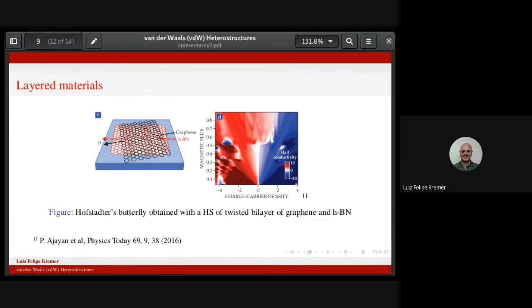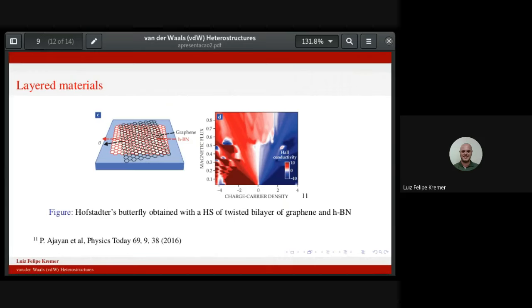Besides the applications in devices, we also have interesting phenomena. Like here on the left side of the figure, we have a layer of graphene rotated over a boron nitride layer. They form moire patterns. If you look on the internet, you have really beautiful images. And on the right part, we have a Hofstadter butterfly.